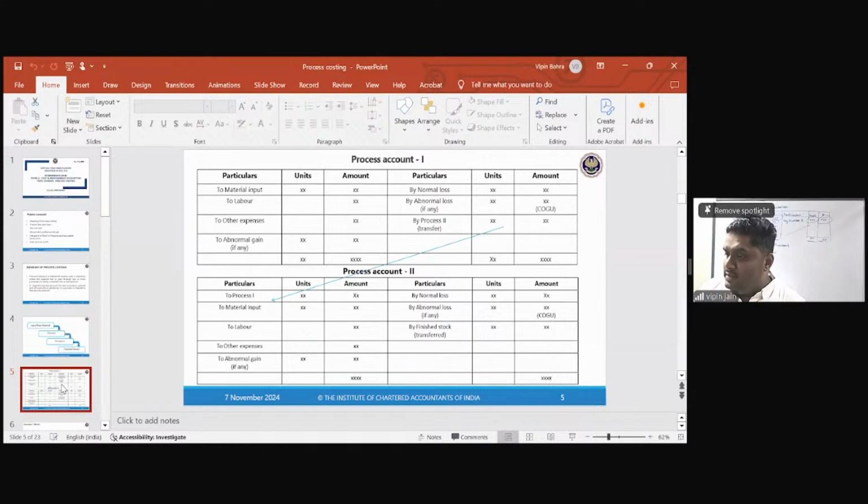So as I discussed, wherein inputs, labor, expenses, right now ignore abnormal gain, abnormal loss, and normal loss. We can see that the output we are getting is transferred to the next process, that is process second. Further, when talking about the process second account, again, the input will be what? The input that is received from process first. Plus, if there is any additional input, we will record it. Thereafter, all the conversion cost, and thereafter we will get the final output. So this is the basic format of process account.